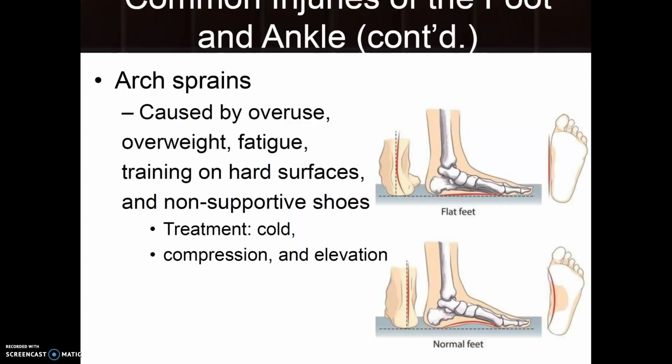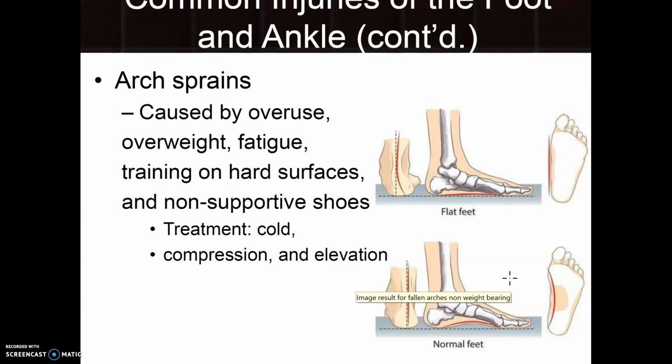Other common injuries of the foot and ankle are arch sprains. Arch sprains are generally rather painful. They're caused by overuse, overweight. Athletes have a tendency to flatten out that arch and put a lot of stress on that bottom portion of the foot. People have fallen arches. You may have heard of that.